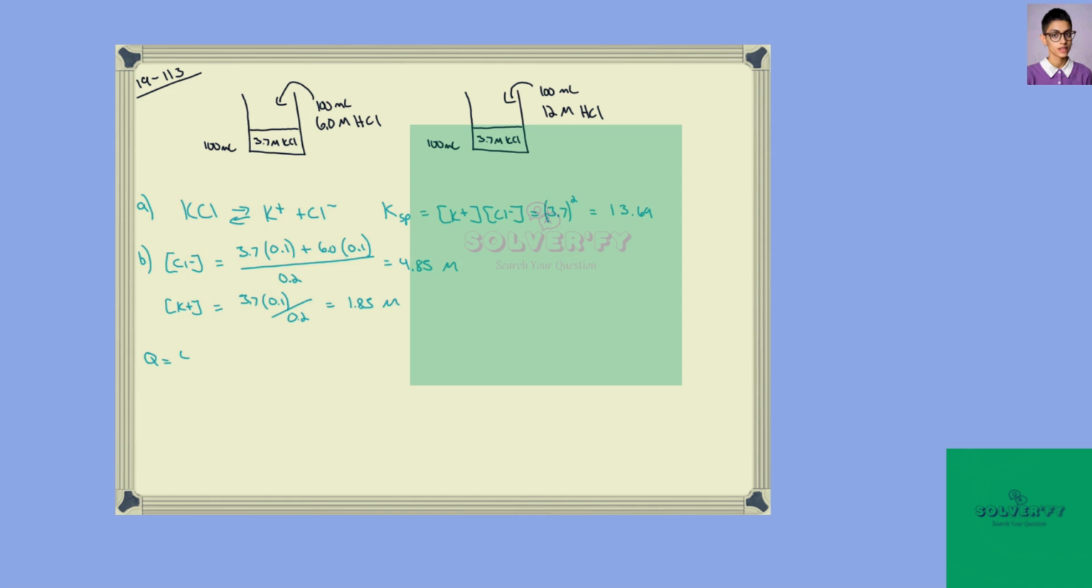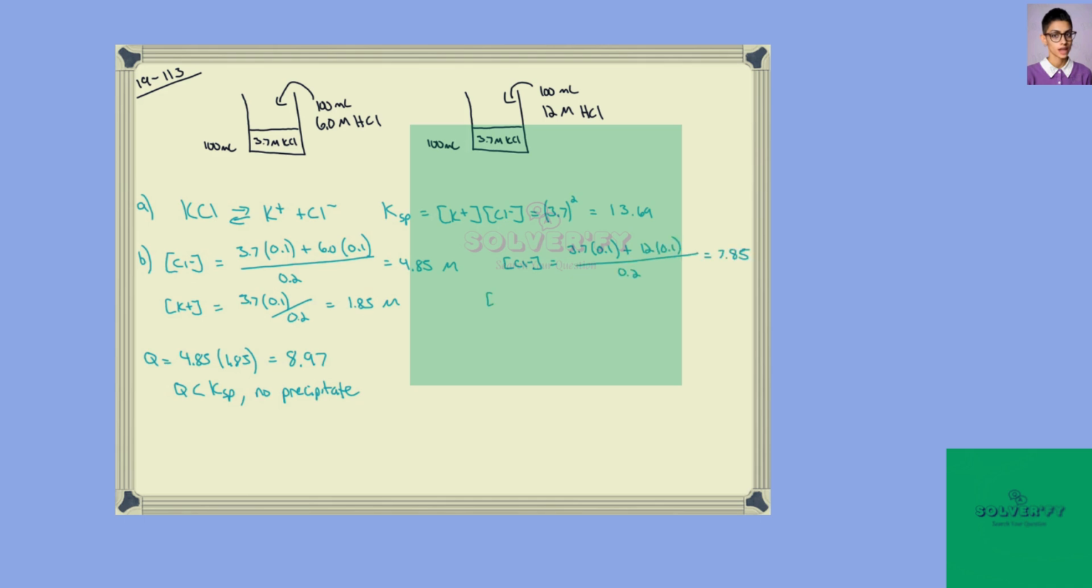To determine whether or not precipitation is going to occur, we need to calculate the reaction quotient. The reaction quotient is calculated the exact same way KSP is. We then compare the reaction quotient to the KSP value. Because the reaction quotient at 8.97 is less than the KSP value at 13.69, then no precipitation occurs. Essentially, this equilibrium still has not been reached, and we can still have more potassium chloride dissolve due to the fact that we've now diluted this, even though we added some chloride from HCl.